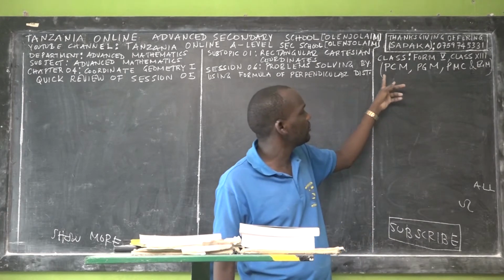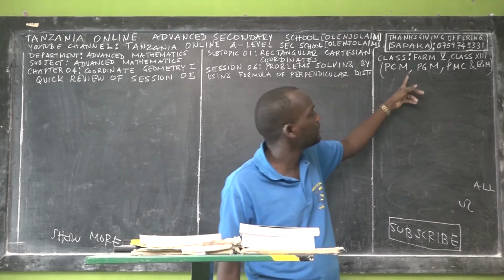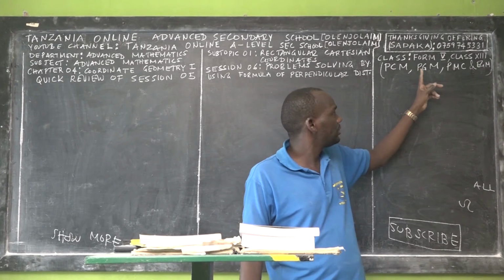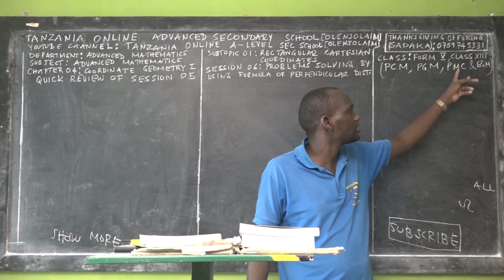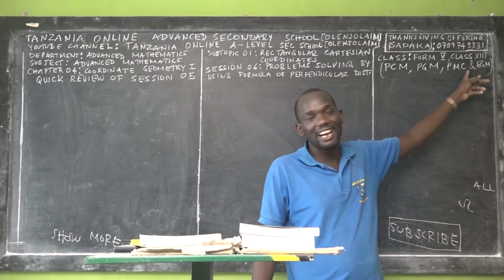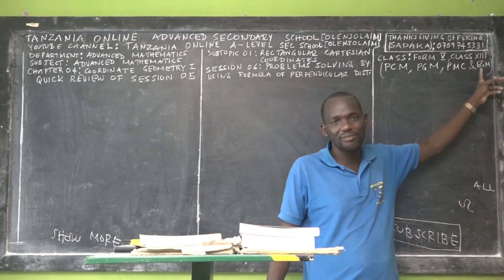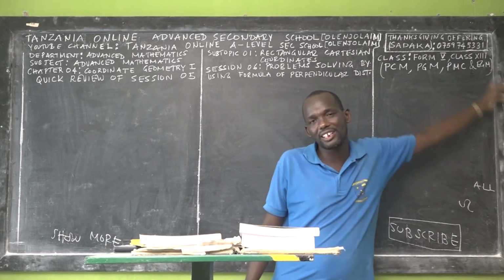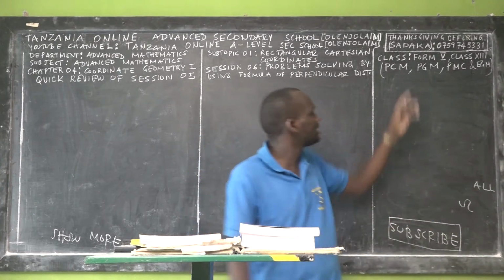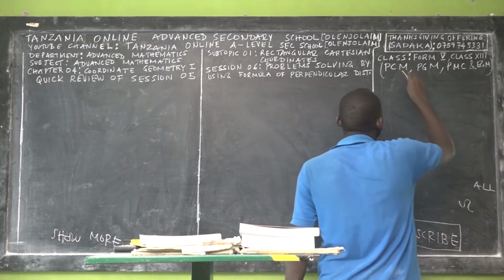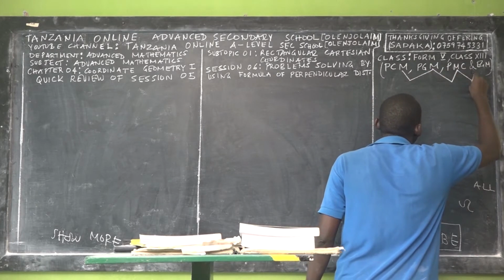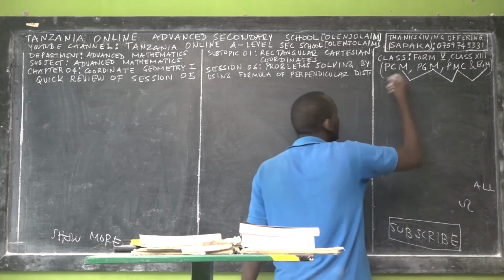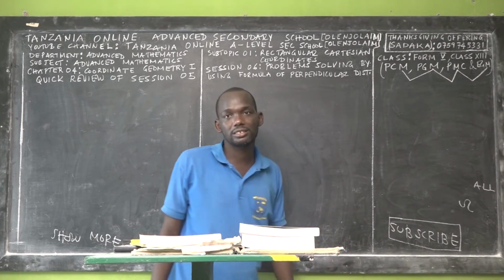So this is advanced physics, advanced chemistry, advanced geography, computer science, advanced economics, and advanced mathematics. You see that this is the subject that we are discussing right now. You see M, and M stands for advanced mathematics.